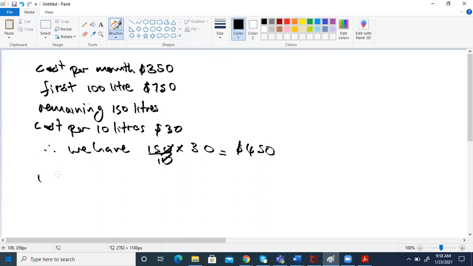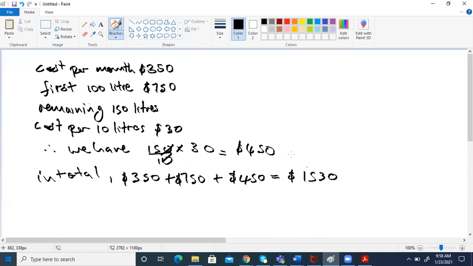Then I just went ahead and added the cost for the month plus the first 100 liters and ended up with $1,530 for the month. That would be the total cost. But where did you get three, sir? Should be five. Where's the 1,000? How much? $1,550. Okay. That's what made me curious.